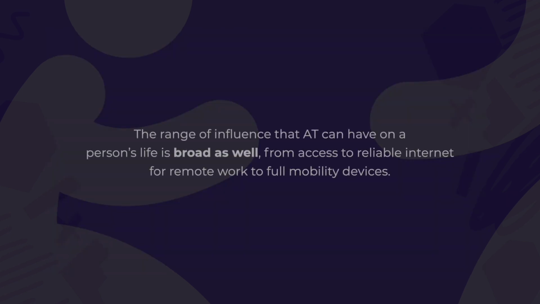That can include a soft technology, which can be a person who is assisting as well. The range of influence that AT can have on a person's life is broad as well, from access to reliable internet for remote work to full mobility devices.